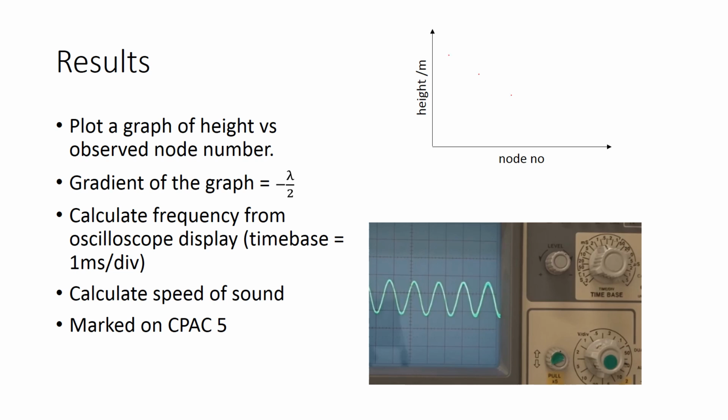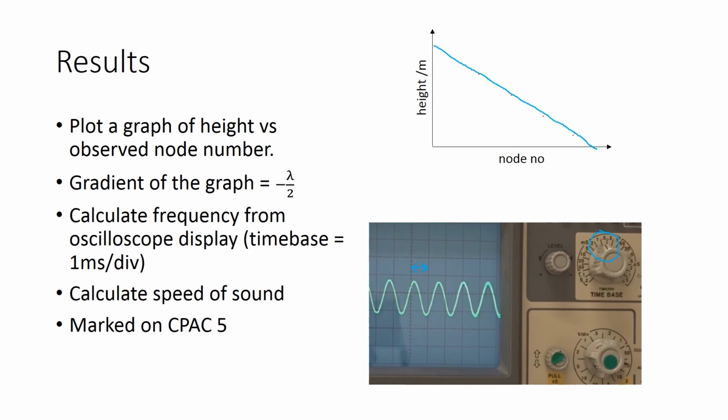In this experiment you should find you have a straight line with gradient equal to half the negative of the wavelength. You can then use the oscilloscope to calculate the frequency of the wave, noting that the time base is set to 1 millisecond per division. That means each of these squares here is worth 1 millisecond.